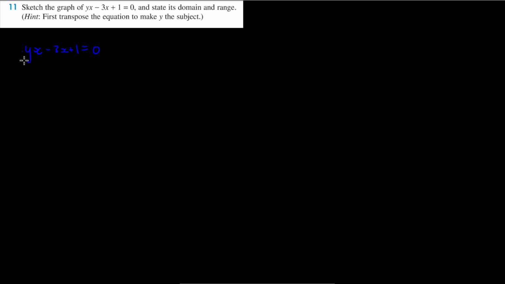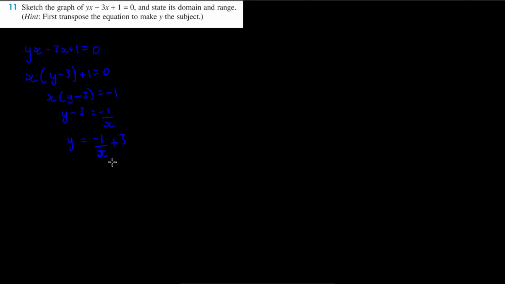What can I do here? Maybe I'll factorize those x's. x(y - 3) + 1 = 0. I'll take the 1 over to the other side. That seems like an easy step. x(y - 3) = -1. I can take the x over. y - 3 = -1 on x. And finally, I'll get rid of that negative 3 by adding it to the other side.